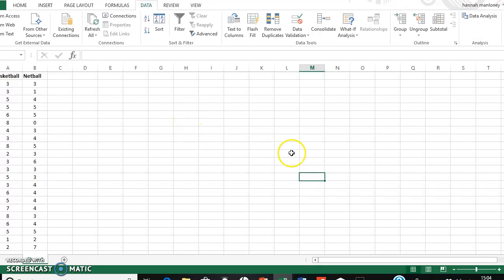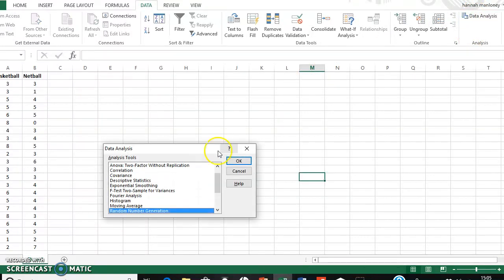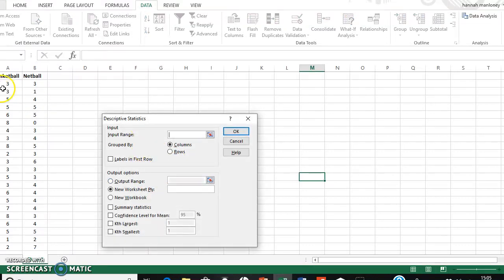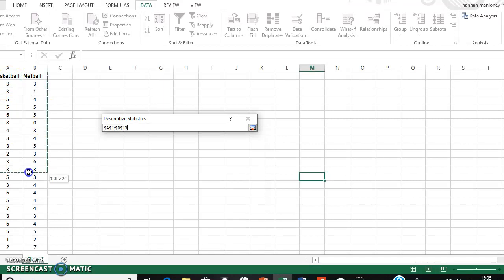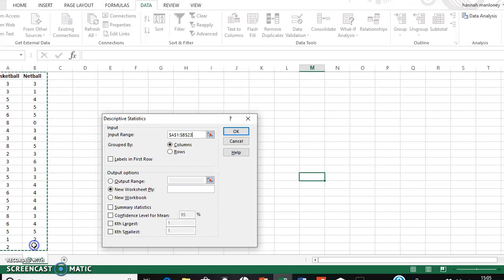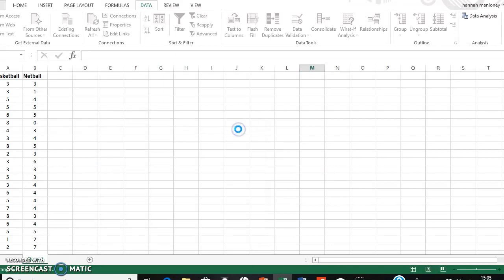With this I'm going to use it to get my descriptive statistics, so Data Analysis, Descriptive Statistics, go put both of them in here, labels in first row, summary statistics, and OK.